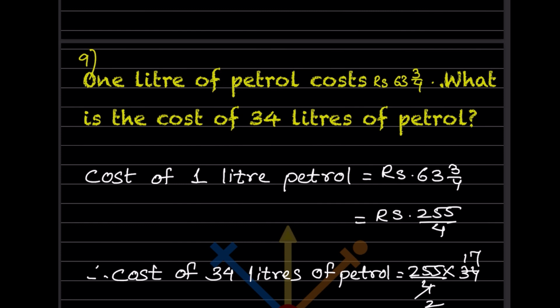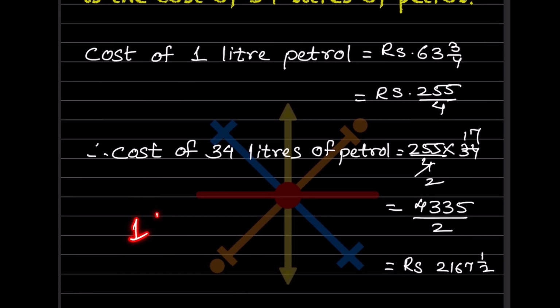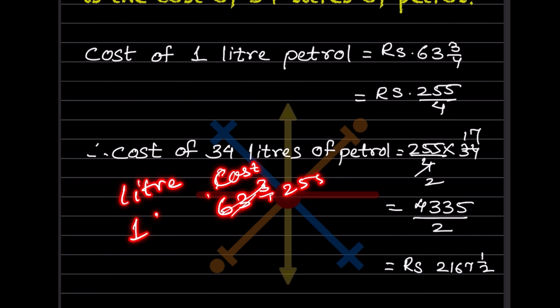Now here the cost of 1 liter of petrol is 63 3/4 rupees. And what is the cost of 34 liters of petrol? Now see here, the cost of 1 liter is 63 3/4. That will be 255/4. So 1 liter is the liter and this will be the cost. 1 liter is 63 3/4, or we can write here 255/4.